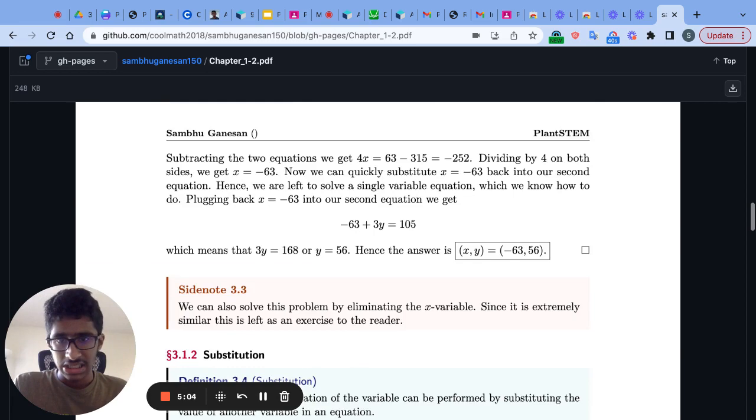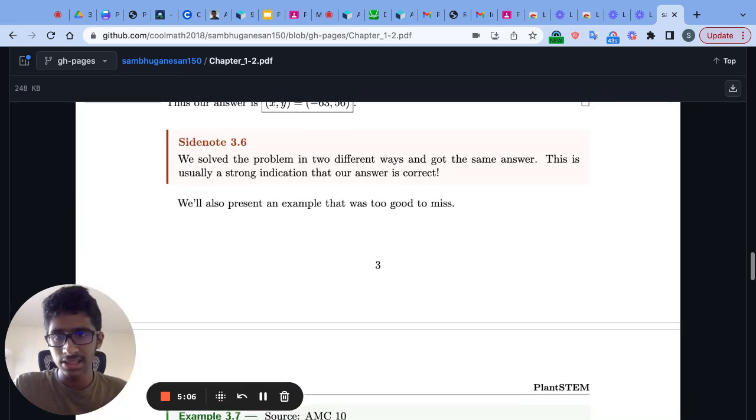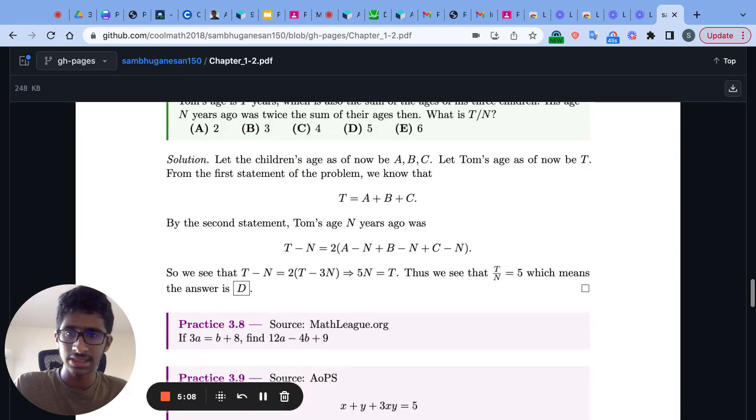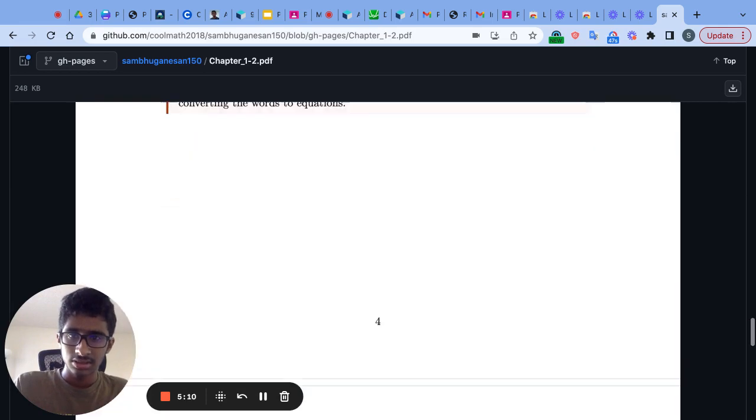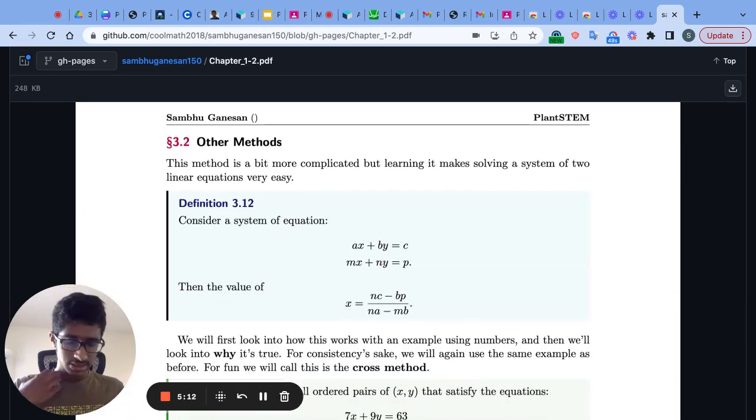So this is a nice method, but it's not that prominent in other textbooks. So one method would be, let me come up with an example. Okay, let's just do general. If I have ax plus by equal to some value c, and then mx plus ny equal to p, then you could do that.